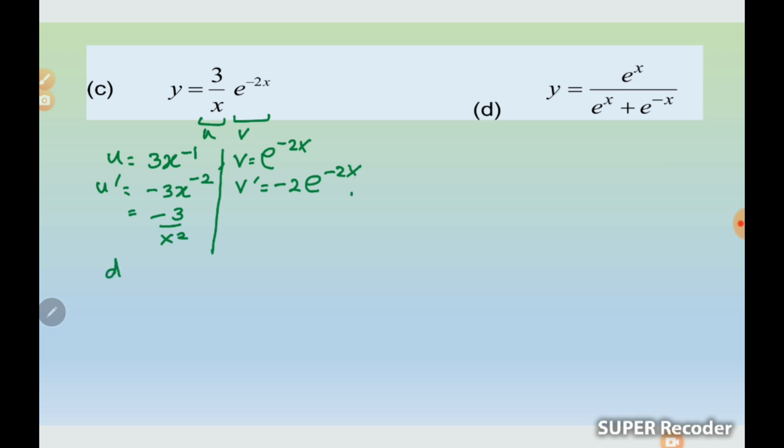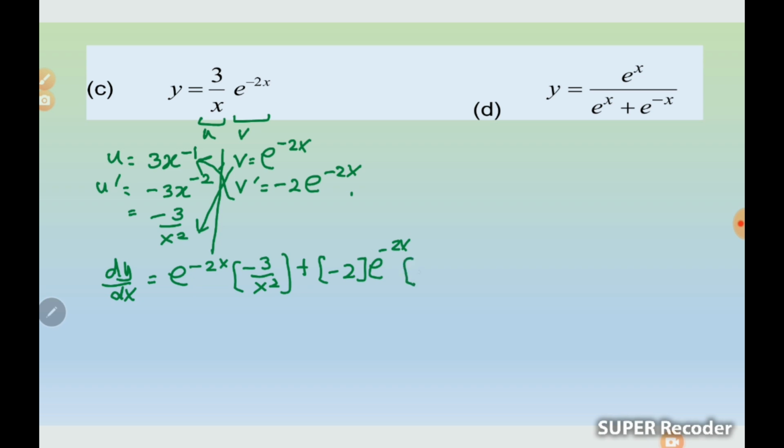So differentiate y, as usual, dy dx. So the formula is v multiply with u prime. v is e to the power of negative 2x multiply with u prime negative 3 over x squared, plus v prime, you have to multiply with u. v prime is negative 2 e to the power of negative 2x, multiply with u, 3 over x.